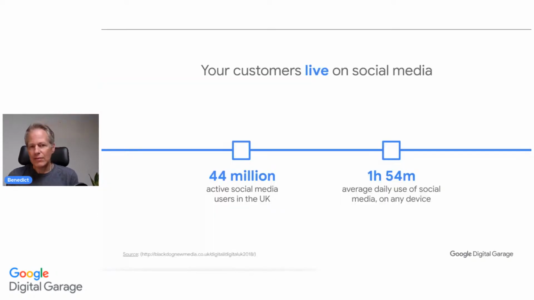All right. So largely, to a large extent, your customers live on social media. Now, these are up to date. Sometimes we're updating some of these different stats, but certainly at the time when this was made, it was 44 million active social media users in the United Kingdom, and 1 hour 54 minutes average daily use of social media on any device. Now, I would have said nowadays it's even more now, actually, because a lot of people do go on there.